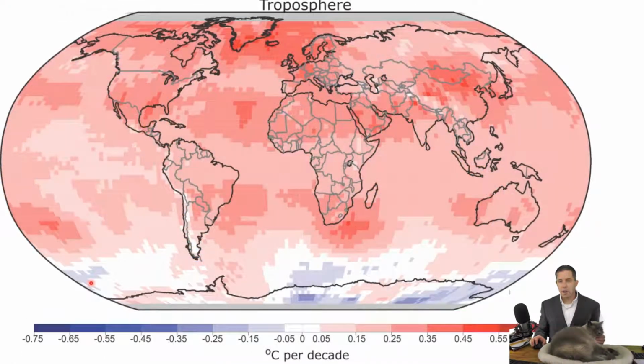Okay, so this is a map that's not in your book, but it's pretty important. What we're looking at is warming, and this map is for the past few decades. We're looking at how much the atmosphere has changed temperature. So this is the troposphere up here, and what we're looking at is how the temperature about 10 kilometers above our head has changed. Okay, that's what they're showing.